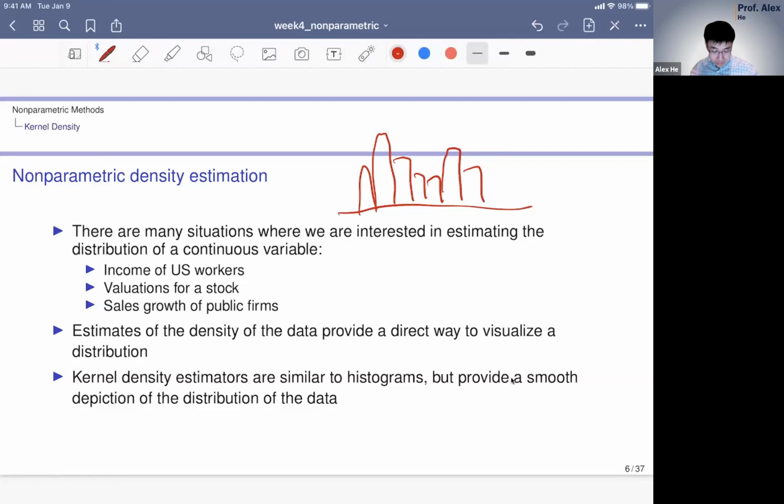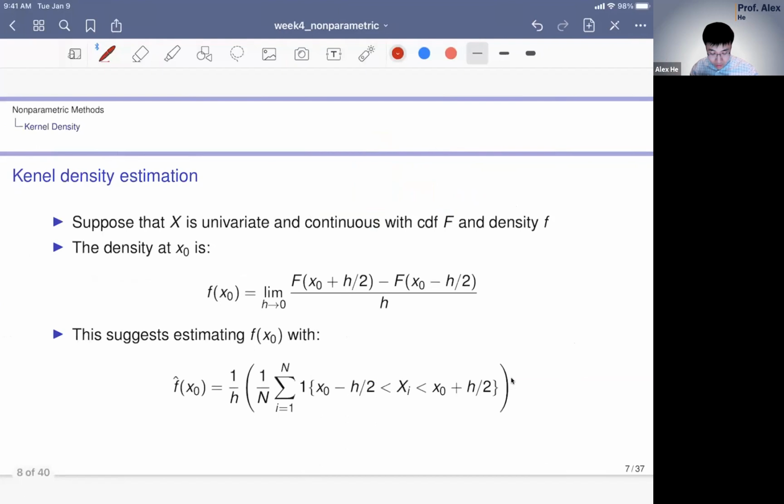So for any continuous variable, you can either do a histogram or you can calculate the kernel density. So how exactly do we smooth it? Basically for each x, we're calculating the density at that x. The density is when you look at a very narrow region. Let's say you have this x and we are looking at from x minus half of h to x plus half of h.